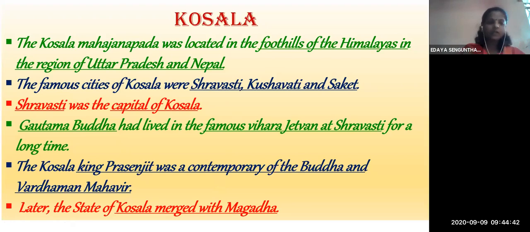Got it? Yes, good. Later, the state of Kosala merged with Magadha. Out of the four powerful kingdoms, this Kosala kingdom merged into Magadha. It means the Magadha king conquered or annexed the Kosala kingdom too, as they wanted to extend their geographical boundary. They wanted to become more powerful. So they started capturing their neighbor Janapadas too. So Kosala merged into Magadha. Got it? Are you all following me? Got it? Good.